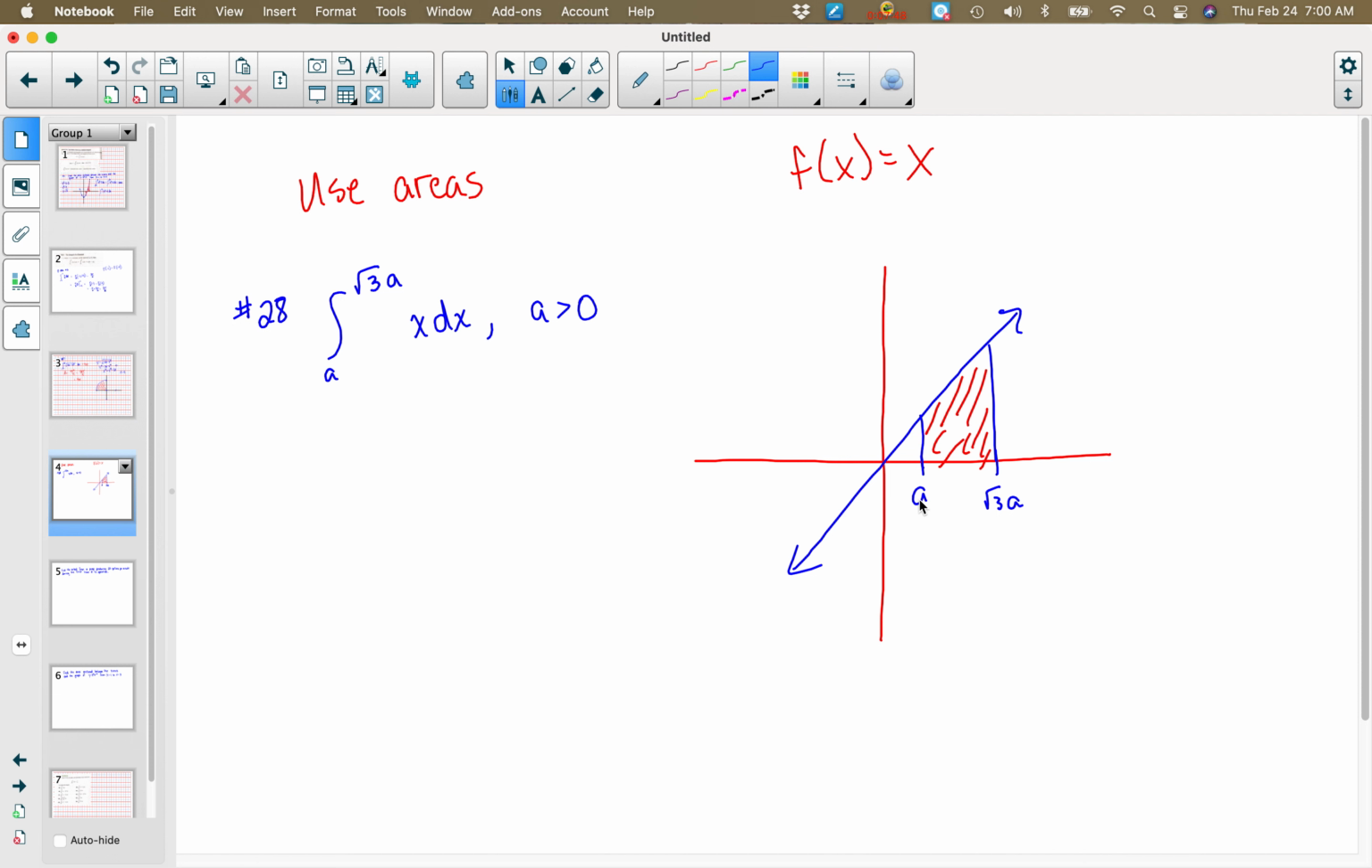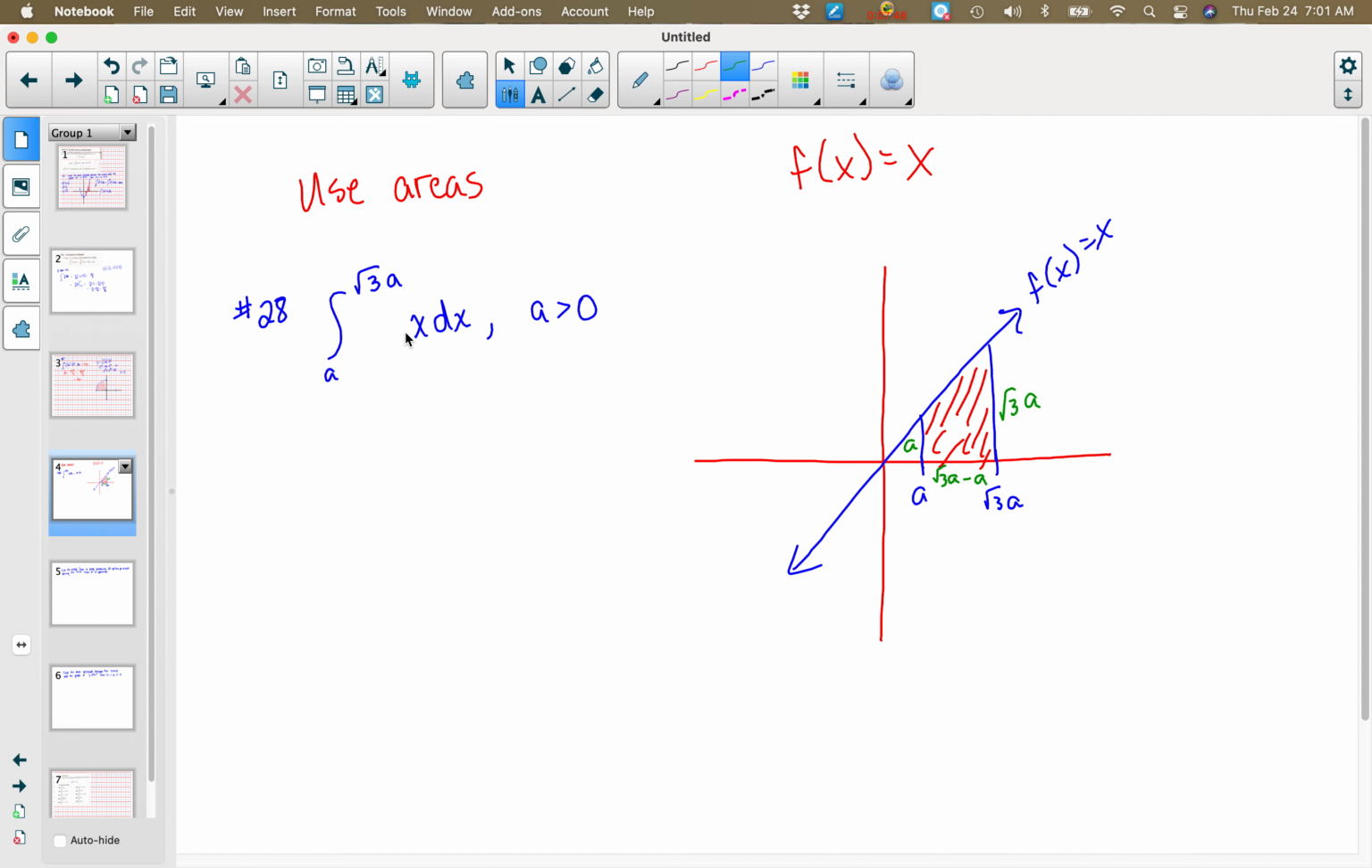So if you plug in, to get this height right here, remember my function is f of x equals x. So to get the height here, I would plug in an a. So this is just going to be a. This one over here, I'm plugging in the square root of 3 times a, and so this height is just the square root of 3 times a. And the difference between them, this is going to be the square root of 3 times a, minus a. Notice that a is not underneath the square root.